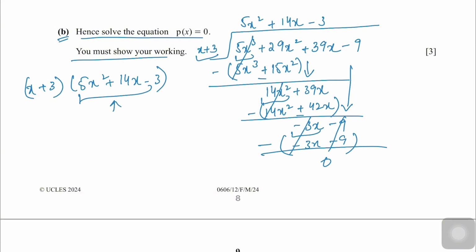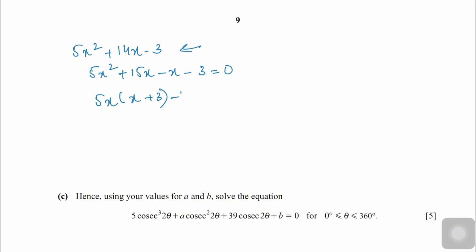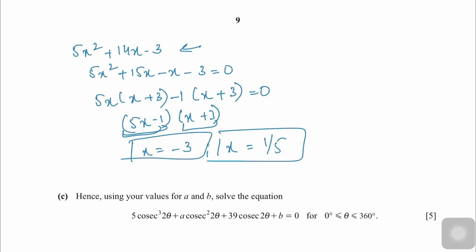Now we need to solve this equation as well. So for this, we have our 5x squared plus 14x minus 3. You can use the calculator over here, or you can use the middle term break method. For the middle term break method, we'll be using plus 15 and negative 1 as our factors. So this would look something like this: 5x minus 1, x plus 3 equals 0. This x plus 3 is repeated. So we get our answer as x equals negative 3, and x equals 1 over 5, by solving this.